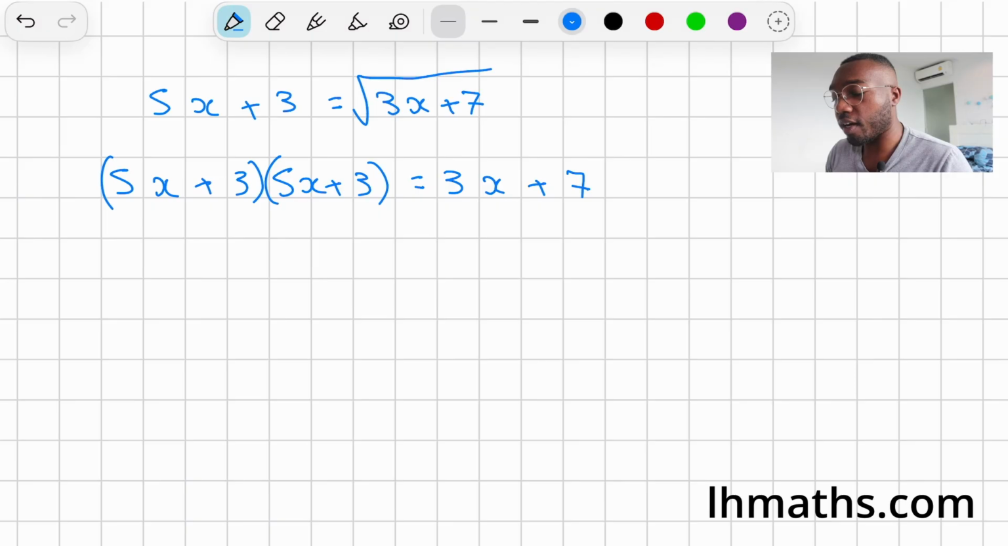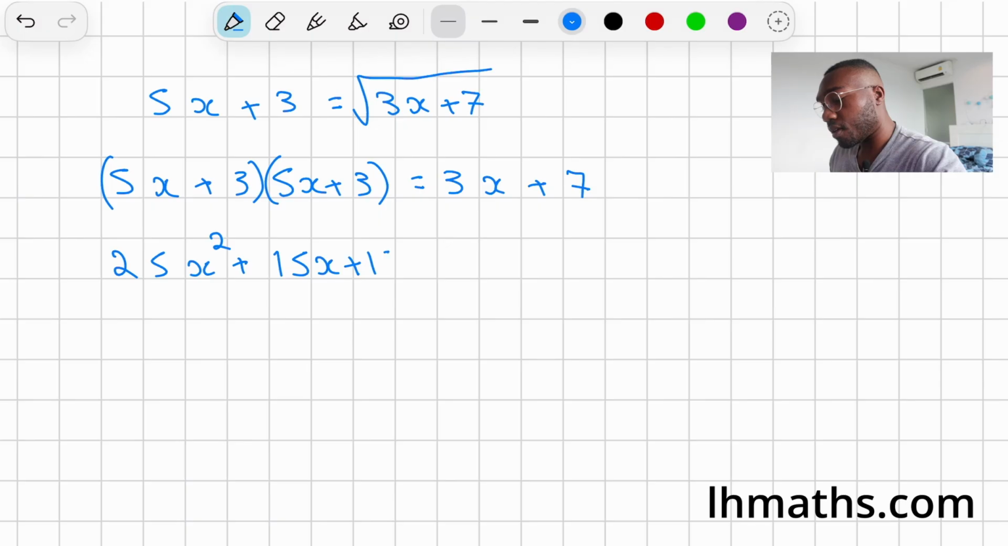So I've just squared both sides. By doing that, I get rid of the square root, but then I have another 5x plus 3, which we are going to expand. So if we expand this out, we get 5x times 5x, which is 25x squared. And then we get 5x times 3, and then we get 3 times 5x, so 15x plus 15x. Then we get 3 times 3, which is 9. And that is equal to 3x plus 7.